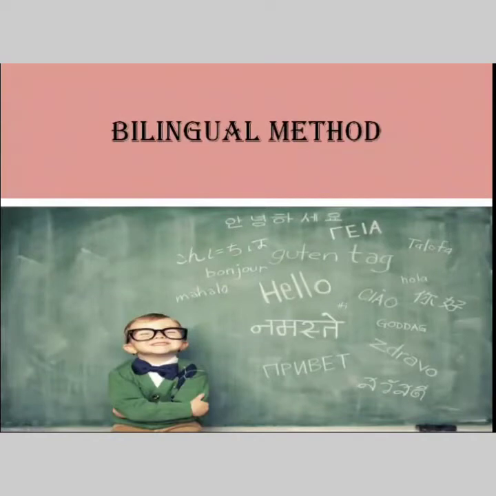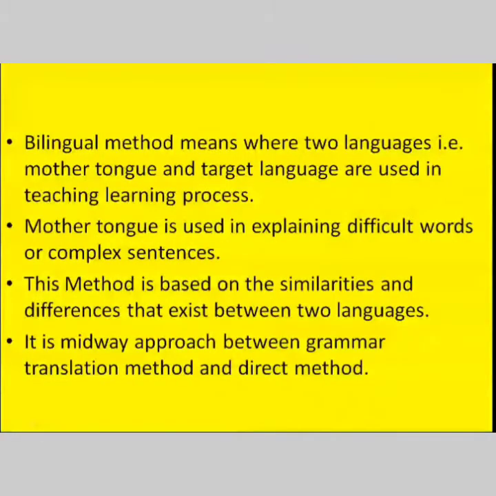Next method is bilingual method of teaching English language. What is bilingual? The word bilingual applies to a person who knows two languages. The first language of a child is that of his parents, it's called mother tongue, but a second language is learned either for purposes of education or because of historical, political or social reasons.